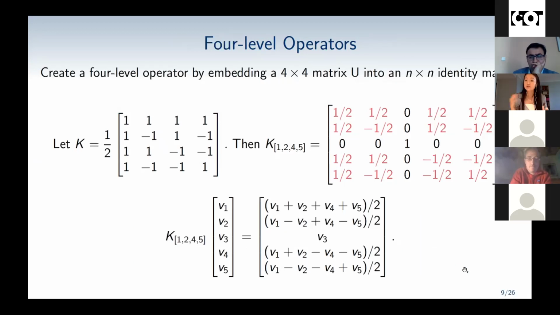Similarly, we can create a 4-level operator by embedding a 4x4 matrix U into an n by n identity matrix. For example, let's say we have a K gate, and defining K 1,2,4,5 in the context of a 5x5 identity matrix will give us this extended form, so that when it is acting on a 5-element vector, it will perform the linear transformation as instructed by the K gate, but it will not touch the third element.